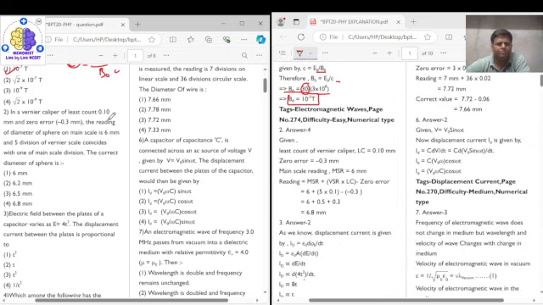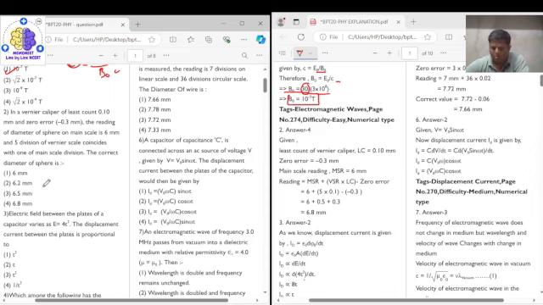Question number 2 says that in a vernier caliper with a least count of 0.1 millimeter and zero error of minus 0.3 millimeter, the reading of the diameter of the sphere on the main scale is 6 millimeter, and 5 divisions on the vernier scale coincide with one of the main scale divisions. Now the correct diameter of the sphere will be.